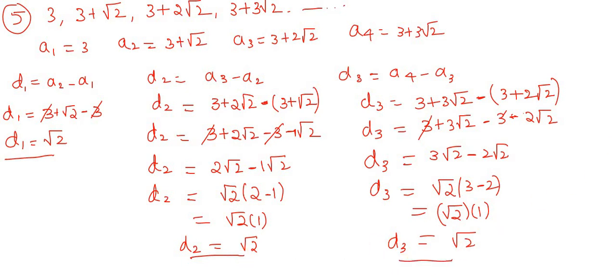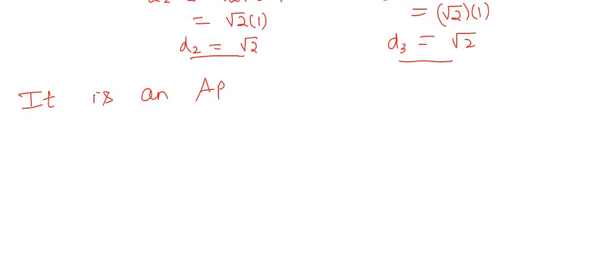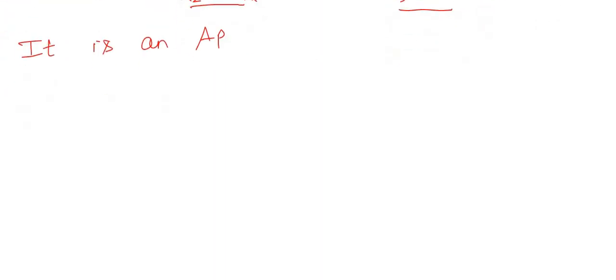Therefore the common difference is the same. If the common difference is the same, then it is an AP. Okay, it is an AP. If it is an AP, you should write three more terms. Now that is A5, A6 and A7.